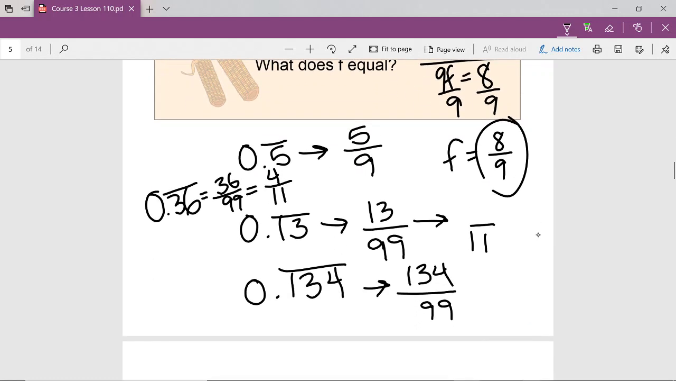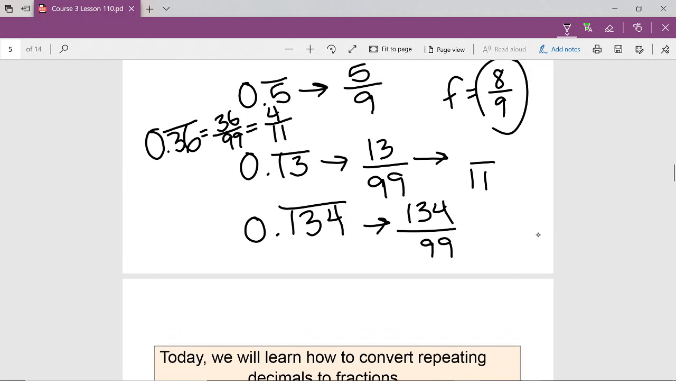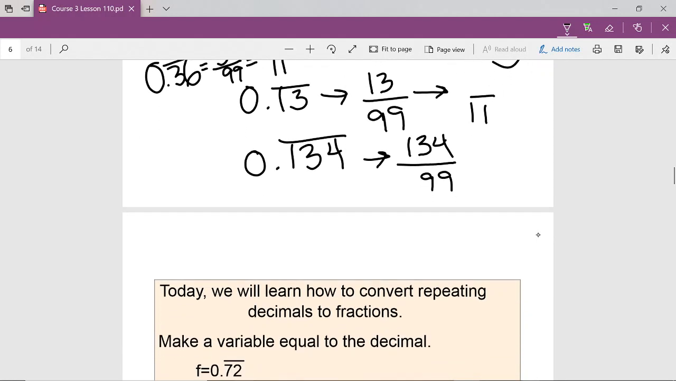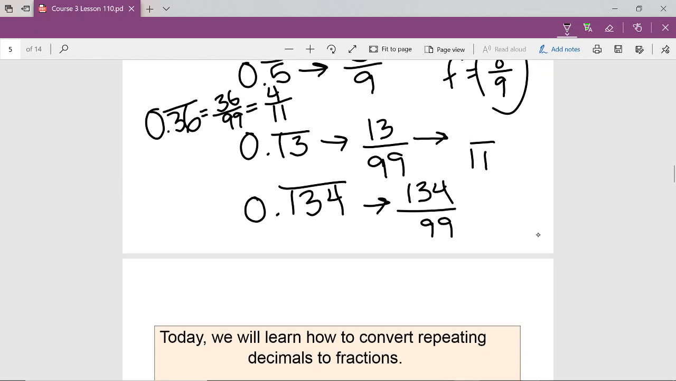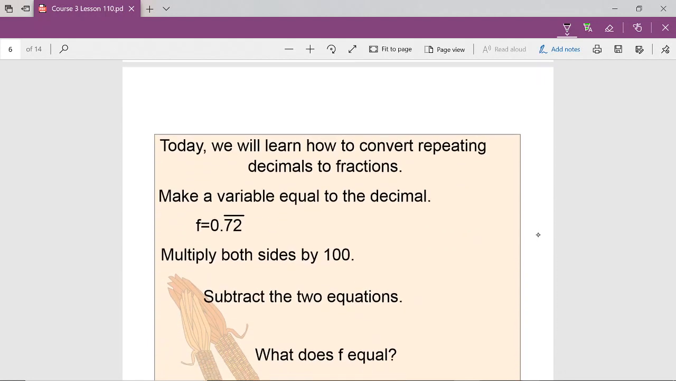Now, a lot of them won't work out quite like that. We'll try a couple more, but some of them, you're not going to see this perfect 99 or your perfect 9s. Oops, this should have another 9 on it. There we go. So let's figure out if we can do this one.